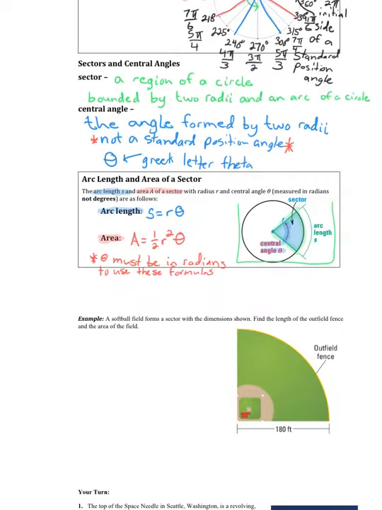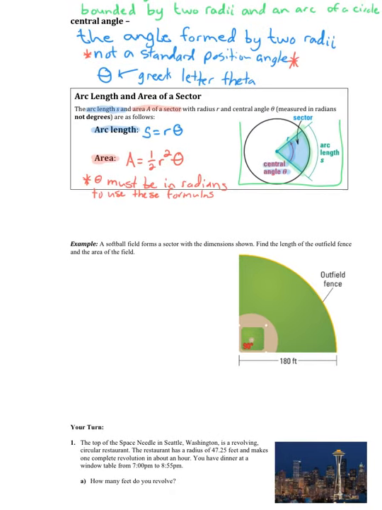So first example is a softball field forms a sector with the dimensions shown. Find the length of the outfield fence and the area of the field. So it asks for the length of the fence. That's going to be arc length. And then the area of the field. That's going to be our sector area.